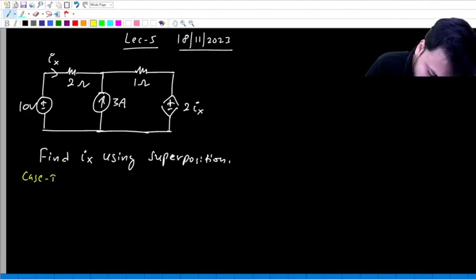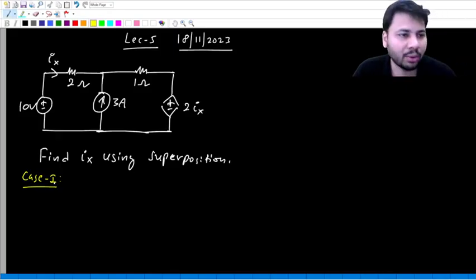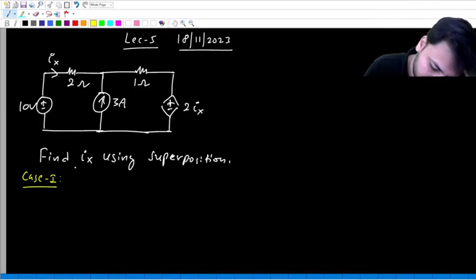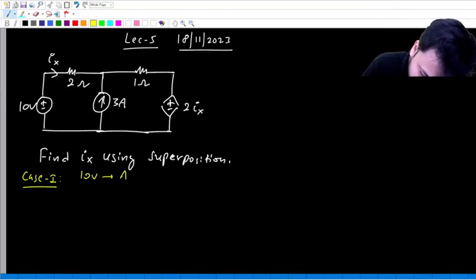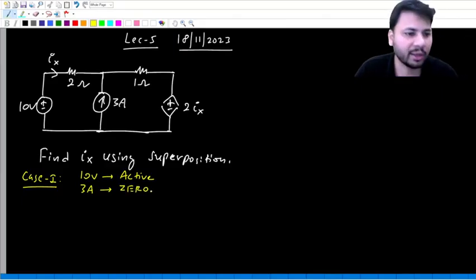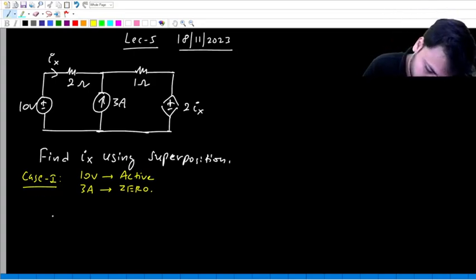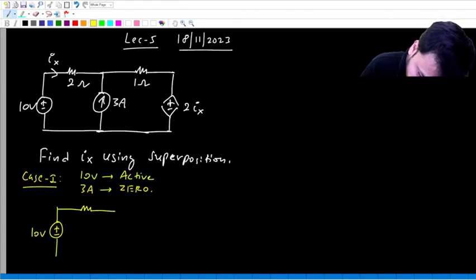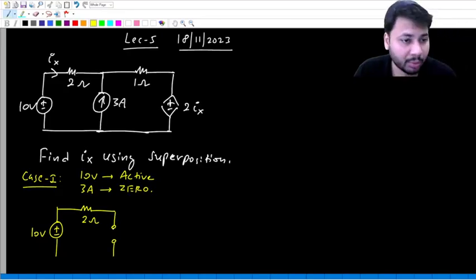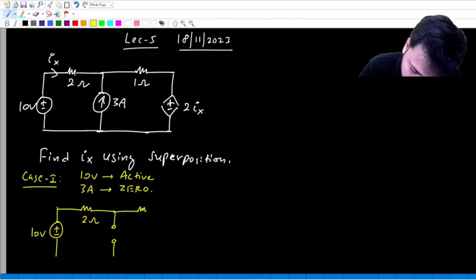Superposition is very simple. We have to write two cases since we have two independent sources. In the first case, let's say the 10 volt source is active and the 3 ampere current source we make 0. What will the circuit be? Ten volts, 2 ohms, and the 3 ampere current source, when you make it 0, becomes an open circuit. This is the 1 ohm resistor.